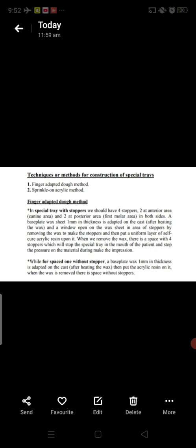It is very easy. First, we take a primary impression with a stock tray. Then we make a primary cast. Then on the primary cast, first we apply separating media, which may be Vaseline, maybe cold mould seal. And above that, we apply base plate wax in space special tray, not in close fitting. And for the stopper, in the canine and first premolar area, we leave some base plate wax, which is known as a stopper. This is a simple technique.